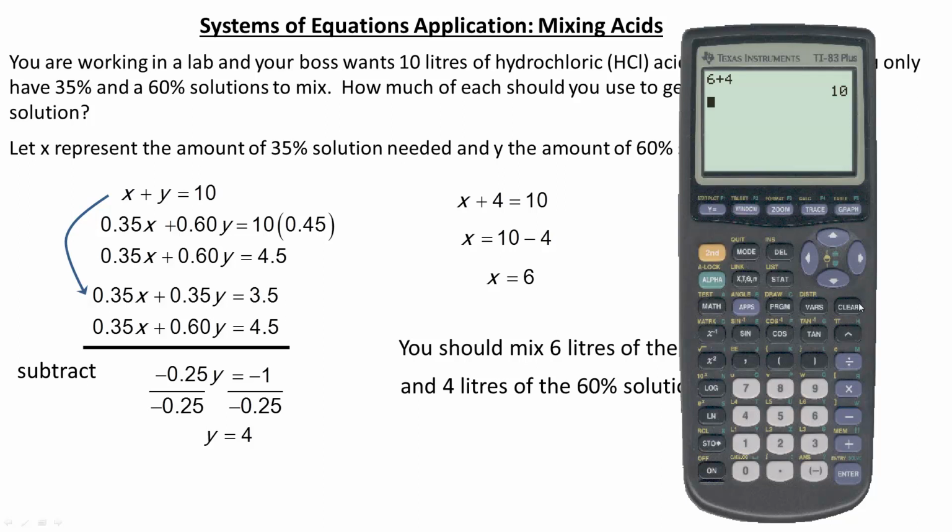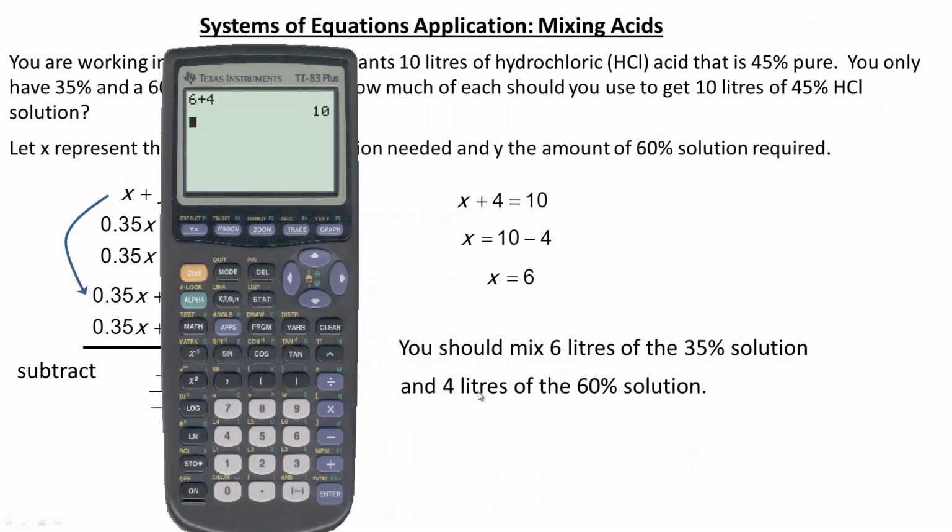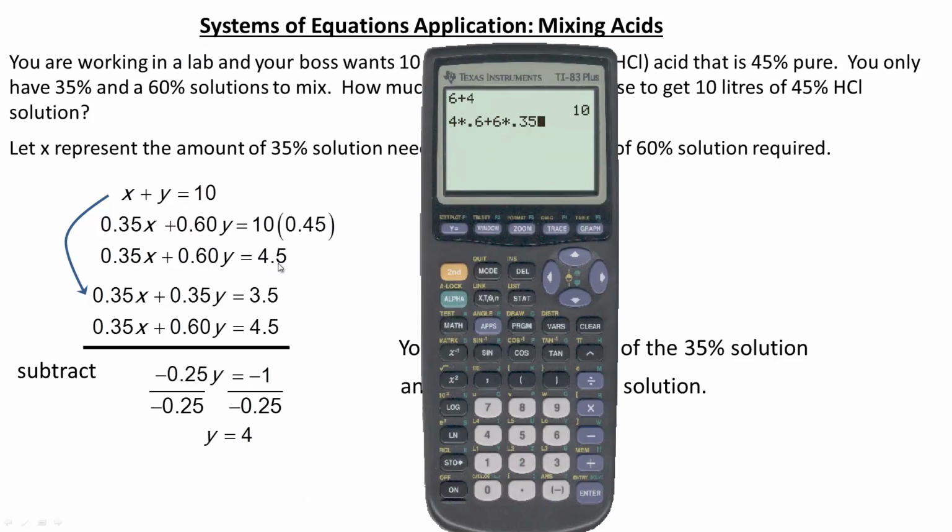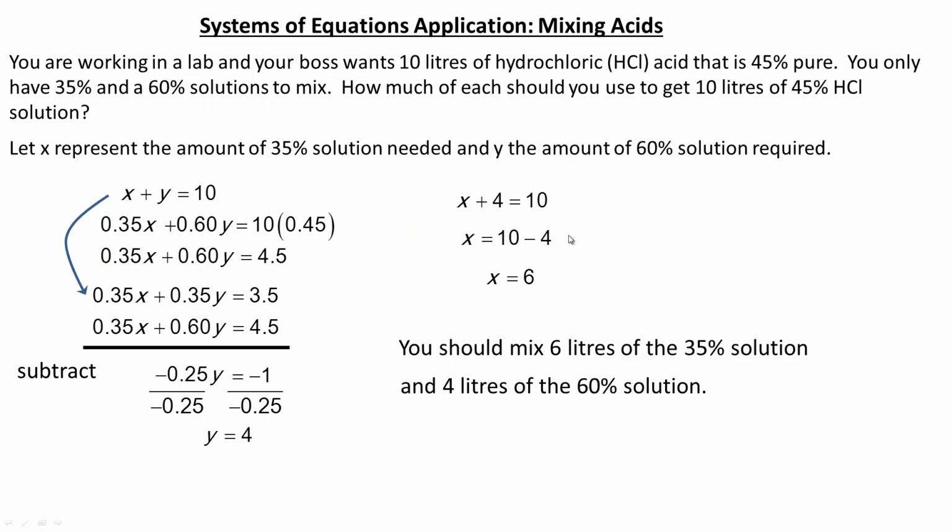Now the acid part. 4 liters of the 60% solution, so 4 times 0.6, plus 6 liters of the 35%, so 6 times 0.35. Remember, it's supposed to give us 4.5 liters of pure acid, and it does. It gives us exactly the right amount. So of this 10 liters, 4.5 liters is pure HCl, so it is the correct strength acid. And that's the end of the example.